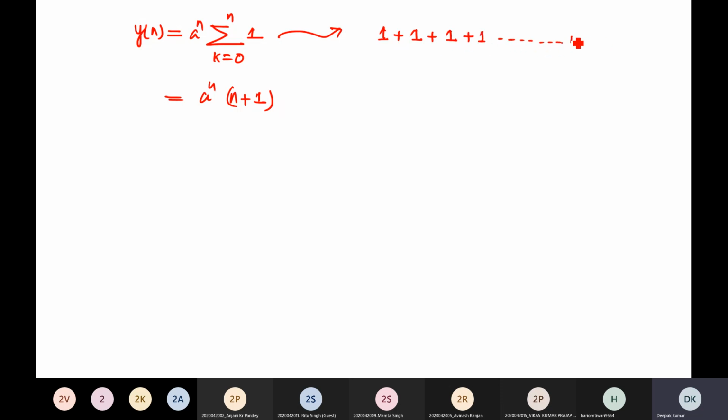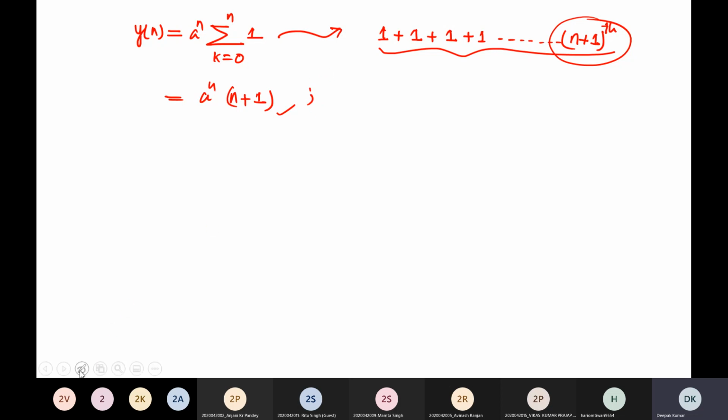So u of y of n will become sum of k equal to 0 to n of 1. Now this 1 can be added n times, but here 0 is also present. So the total sample will be n plus 1. A to the power n, this will become n plus 1. Here is an example, you can see 1 plus 1 plus 1 plus 1 up to n plus 1th position. So the total value will be 1 added up to n plus 1th position. So the total sum will be n plus 1.